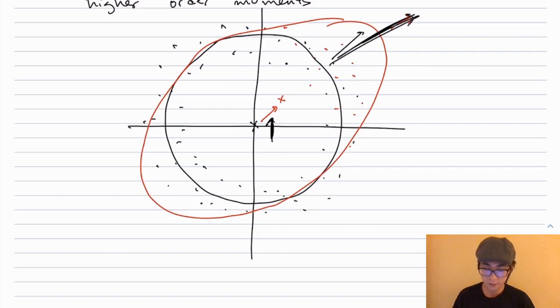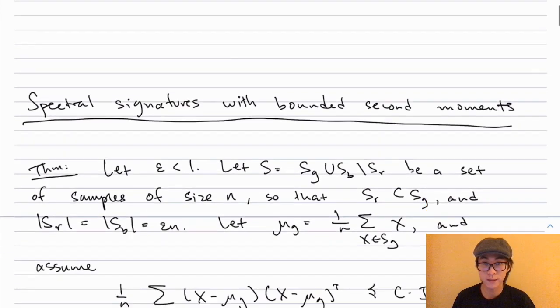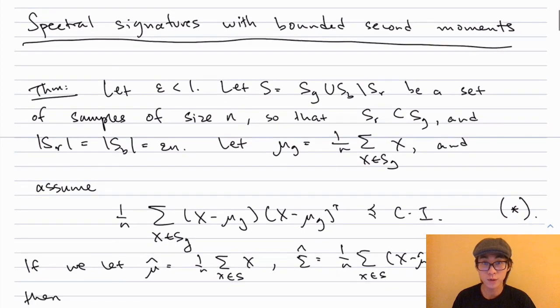So let's make this concrete. In this lecture, we'll do so in the context of bounded second moments. Later on, we'll also do so for Gaussians. But in this lecture, we're just going to prove the following theorem. Actually, we're going to prove something slightly more general. But nonetheless, theorem. Let epsilon be less than 1.